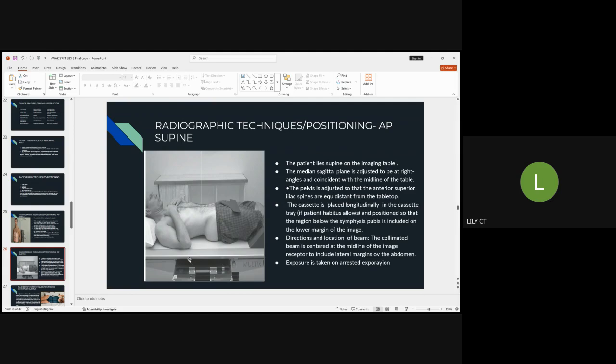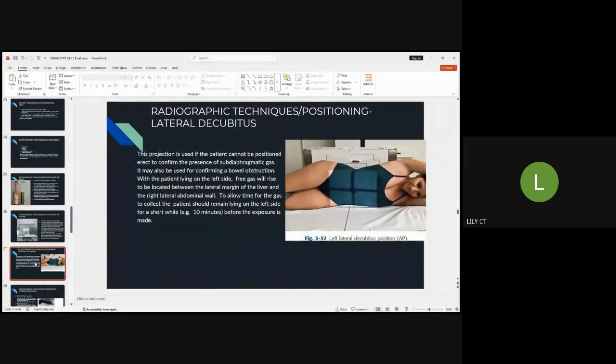The patient lies supine on the imaging table. The median sagittal plane is adjusted to be at right angles. The pelvis is adjusted so that the axis is equidistant from the tabletop. Then if the cassette is placed longitudinally, it is positioned so that the area below the symphysis pubis is included and the diaphragm is also included on the image. The central beam, centered at the midline of the image receptor, can be directed towards the lower costal margin. This is to include the lateral margins of the abdomen, and exposure is also taken on arrested expiration.